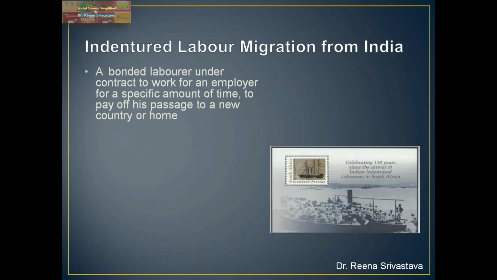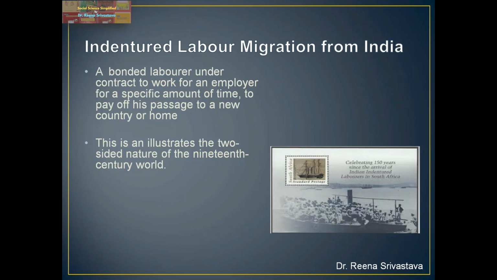These laborers used to sign a contract. For example, they used to sign a contract for 5 years, so before 5 years they couldn't leave that plantation or that area where they used to work without permission, and there was a lot of exploitation of indentured laborers going on. Actually, this example, indentured labor migration, is the best example to explain to you the two-sided nature of the 19th century world.